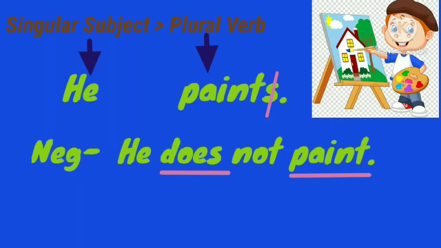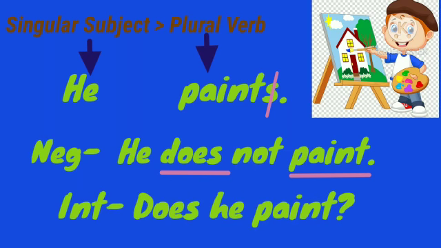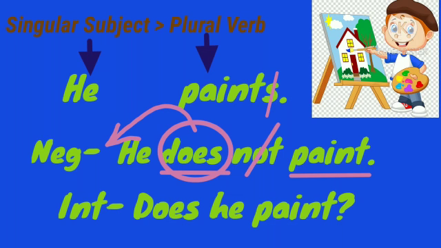And then we can easily make it interrogative, and it will be what? It will be: Does he paint? So what have we done here? We have just changed the position of does and placed it before the sentence. Then we have removed not and added a question mark. Okay, now let's have one more example.